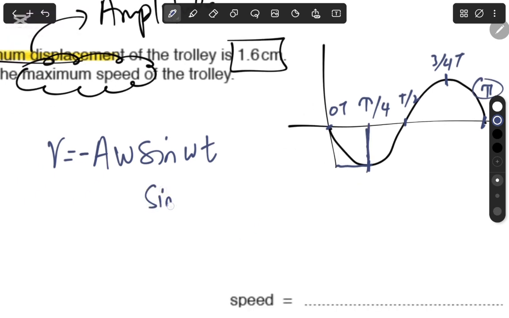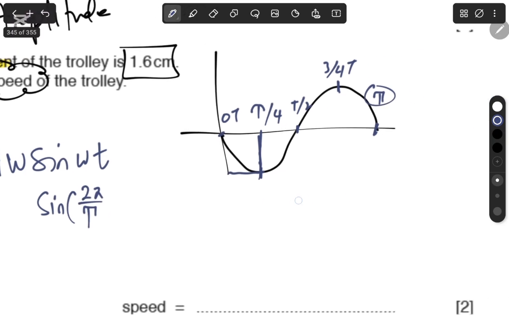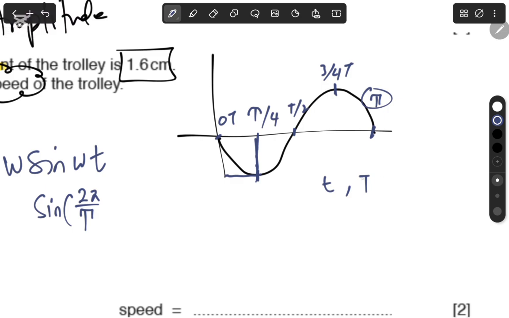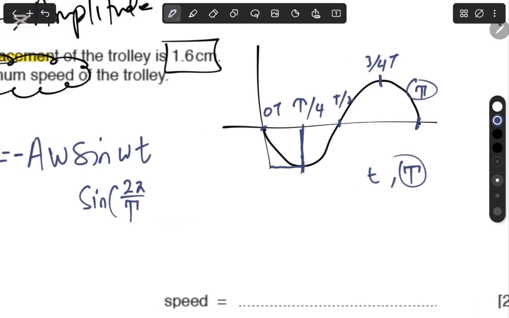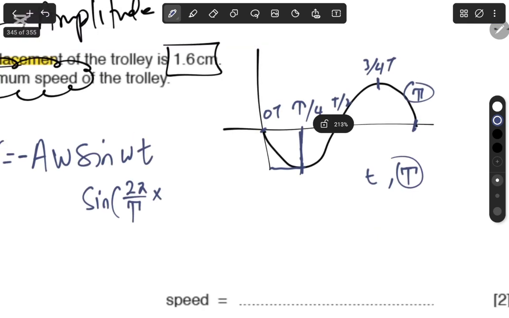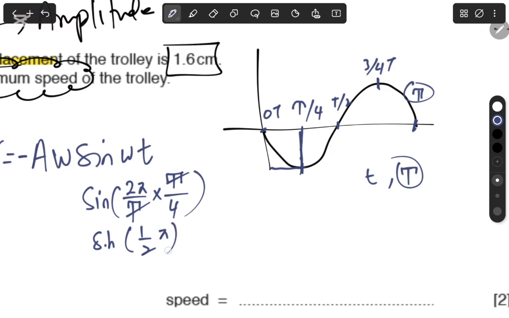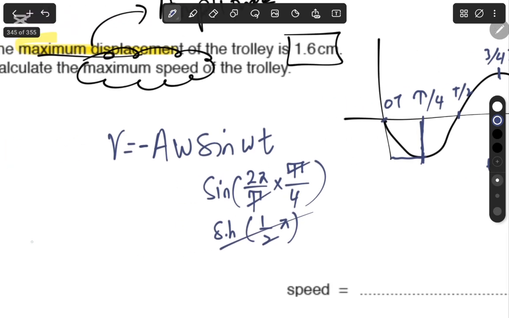So at the maximum velocity, sine of ω times t, where ω is 2π/T. Now here there's a difference between this t and this T. This capital T is the time period. So 2π by the time period gives me the ω value, and the t value that I substitute in will be the time period divided by 4. You can see this cancels out, and this becomes sine of π/2, which is just 1. So I get my velocity formula as -Aω.